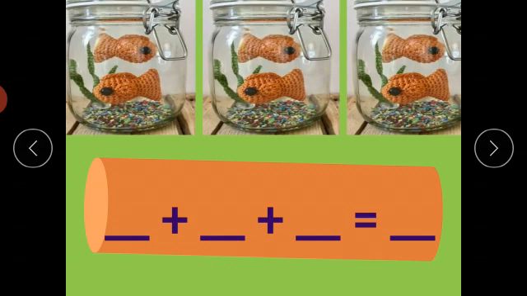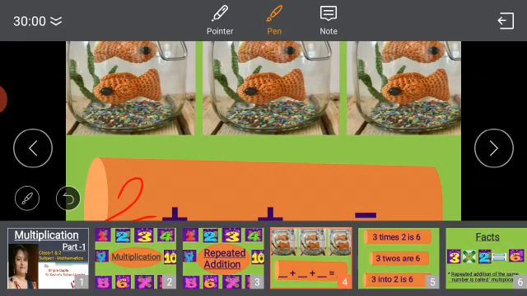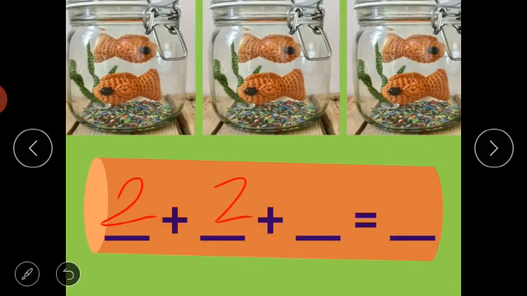Okay, children? So listen. Now count the fish in first jar. 1, 2. In second jar, 1, 2. In third jar, 1, 2. So how many total fishes are there? Count all fish together, children. 1, 2, 3, 4, 5, 6. 6. See, 2 fishes in each and every bowl. Have you seen? Yes. So, same number. I told you, adding same number again and again.